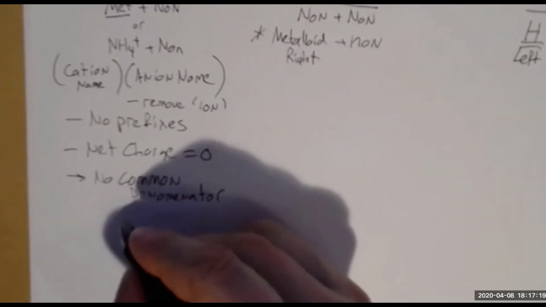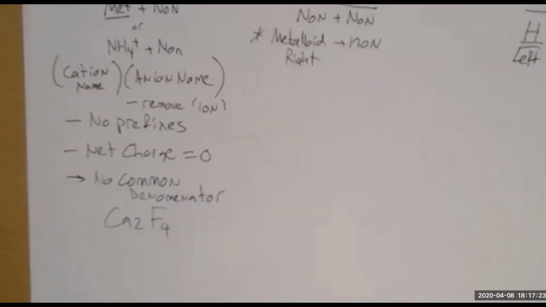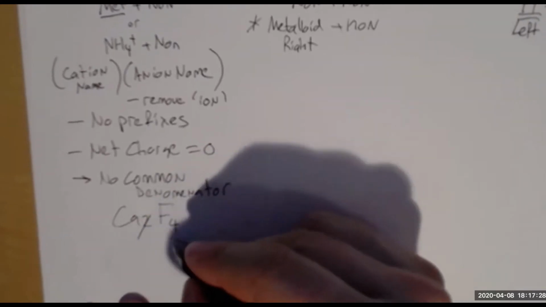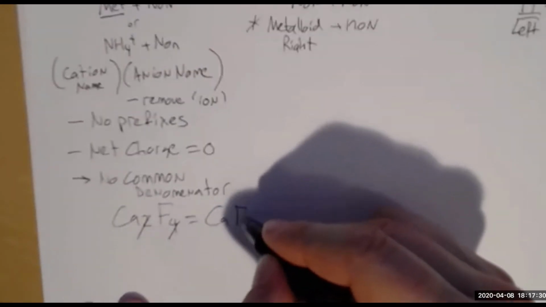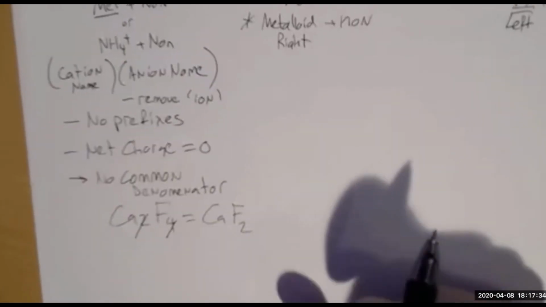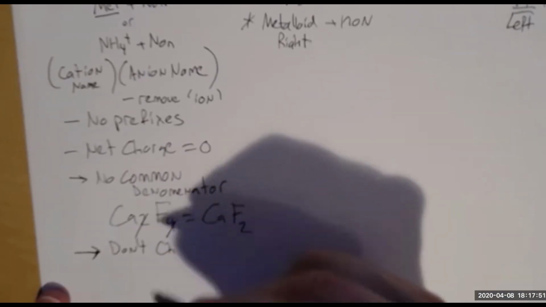So if I say Ca2F4 for calcium fluoride, there's a common denominator. I'd have to divide it out and make it CaF2, right? The charges have to equal 0.